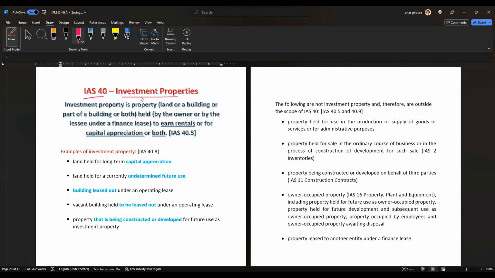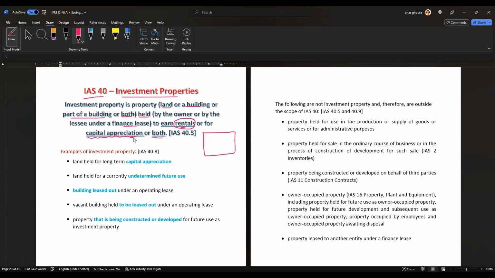So what is an investment property? Investment property is property, either land or building or part of a building or both, held by the owner or by the lessee under a finance lease to earn rentals. This is very important: to earn rentals or capital appreciation or both. Let's say you have a property, okay? And if this property is held to earn rentals or capital appreciation.